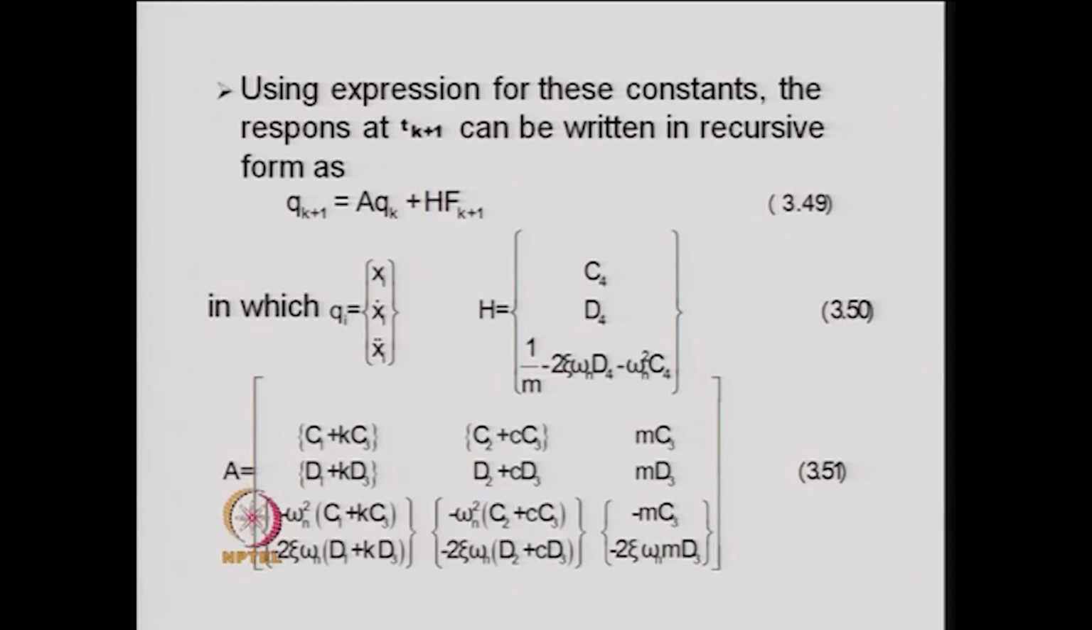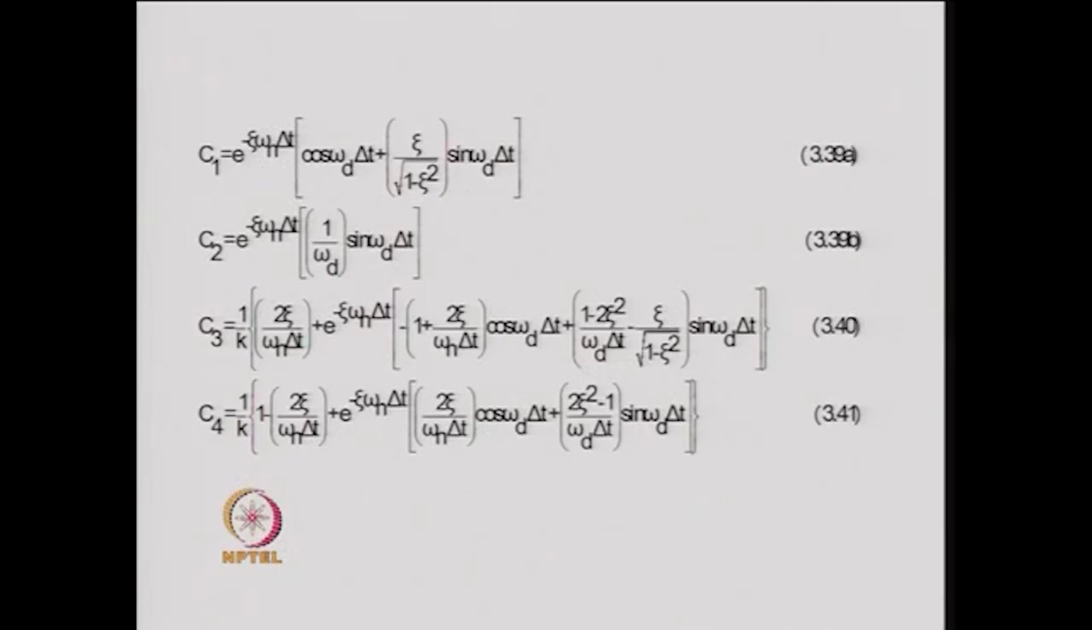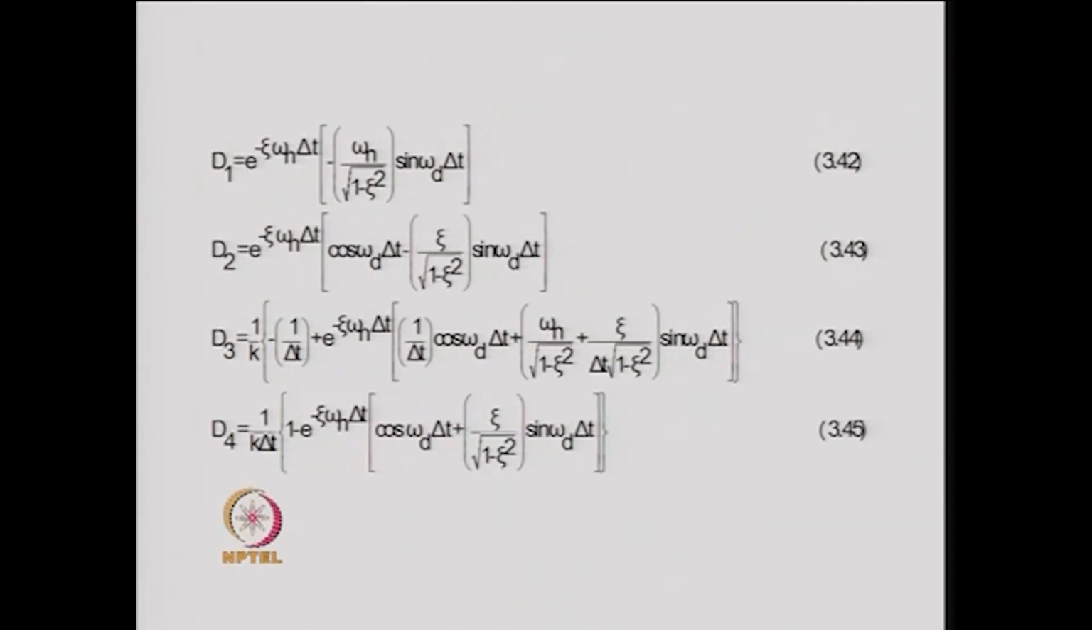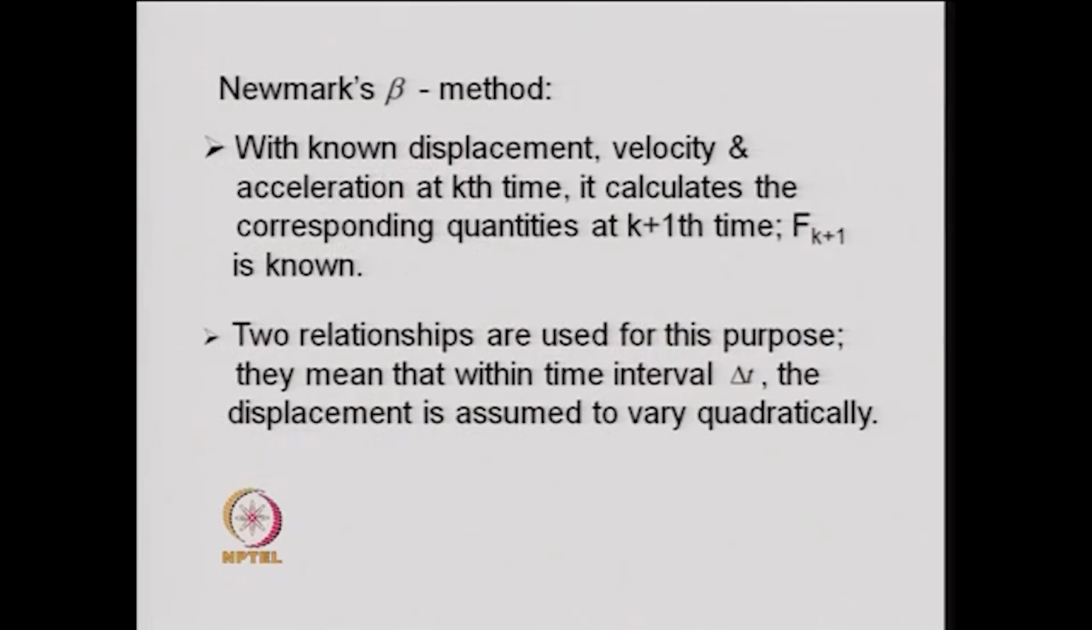So, the C 1, C 2, C 3 etc. can be computed the way I told you, and they are for your information given over here in these equations, and you can see that these C 1, C 2, C 3 etc. depend upon delta t, that is the time step, and all other quantities are known, that is omega d, omega t, xi, omega n etc. Therefore, one can compute easily the values of C 1, C 2, C 3, C 4, D 1, D 2, D 3, D 4 etc.